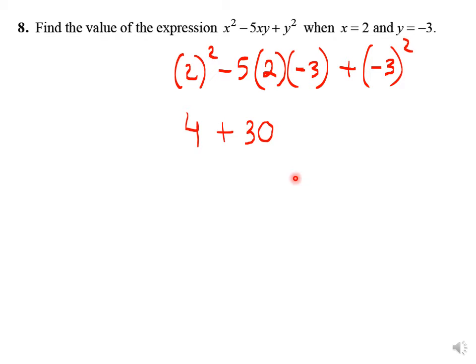At the end, ooh, this is fun. -3 times -3 is +9, cool. So at that point, just add them all up here. 4 plus 30 is 34, and then 34 plus 9 more would make 43.